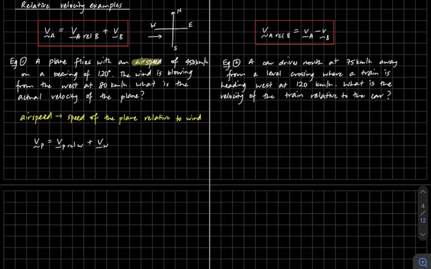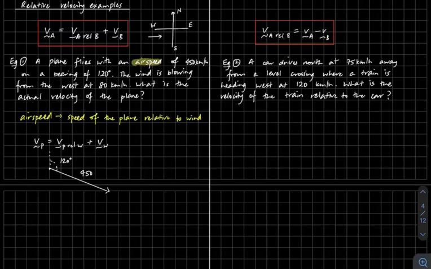So let's do a vector for that one. 450 kilometers an hour on a bearing of 120. So remember, bearings, we start at true north. So if this is true north, we go around to 120 degrees. So let's say that's something like that. So that was 120 degrees around there. And this one here has a magnitude of 450.